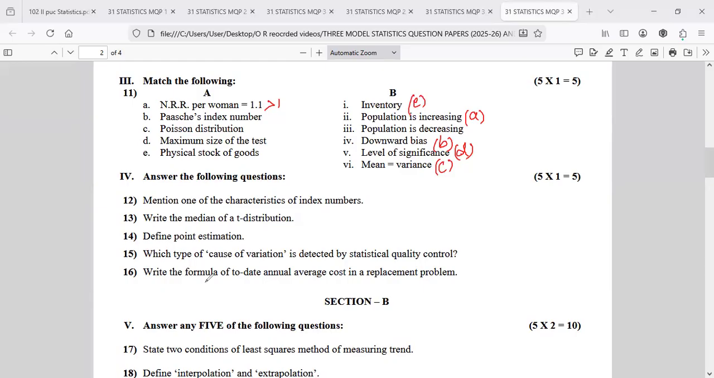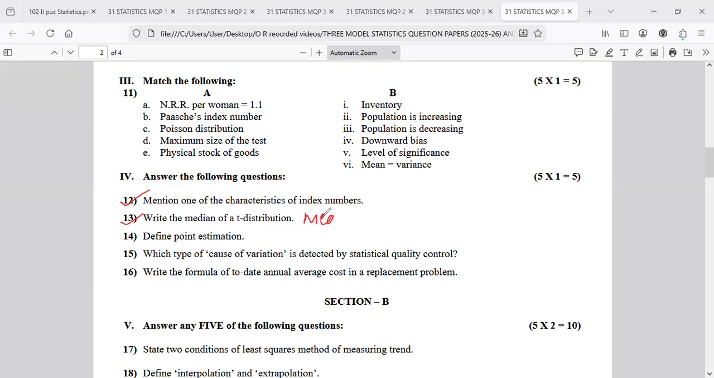So next one, 12th one. So 1 mark question. Mention one of the characteristics of index number. So very simple, this one. Index number is one of the specialized type of averages, correct? Specialized type of averages.